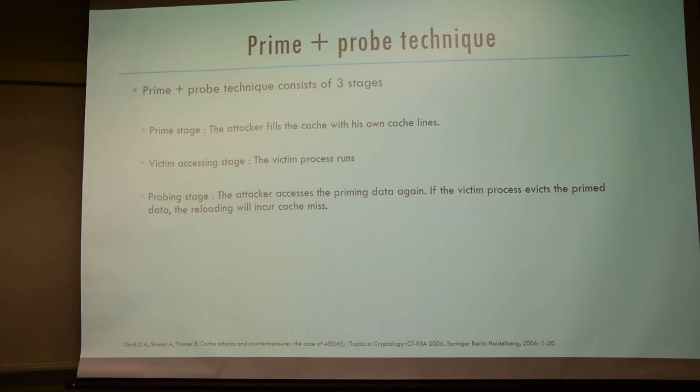This is another attack technique called prime and probe. Prime and probe consists of 3 stages. First stage, prime, which means that the attacker needs to fill the cache set with his own cache lines. Then the victim accesses that cache set or not, right? This is what the attacker wants to figure out. And then the attacker accesses the priming data again. If the victim process evicts any of the cache lines that he primed, then the reloading time will be slightly longer because it will incur a cache miss.